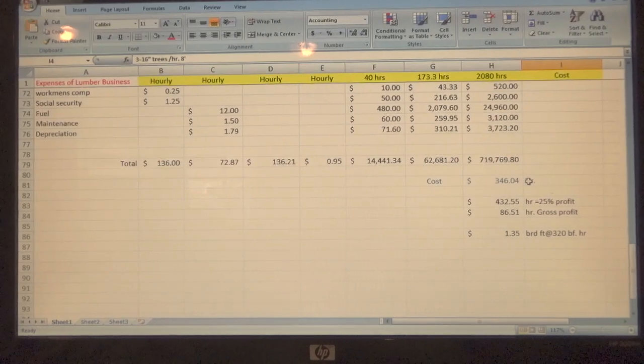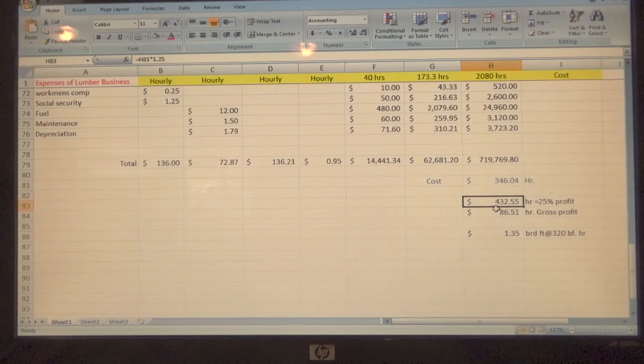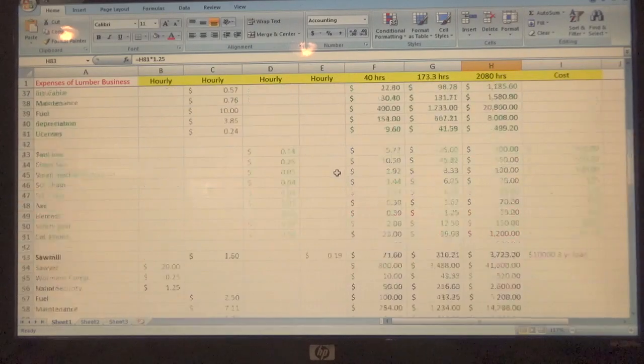Okay, now when you add your profit to that, you're looking at a profit of $86 an hour, gross profit, and it comes to $432 an hour that you need to charge in order to be able to pay for this stuff. Okay, this is the money that you're going to spend every hour to be able to make this business run according to how I have it laid out.